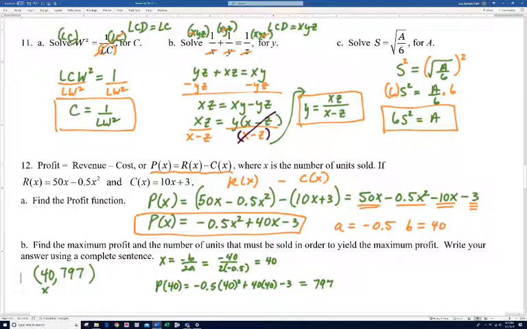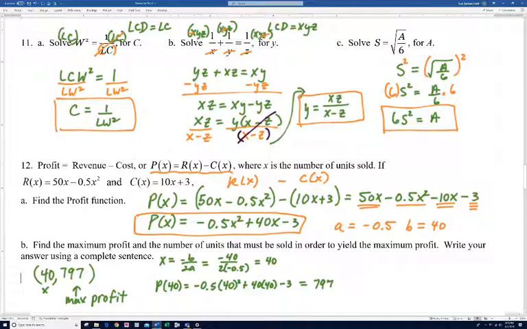Now remember, the 40 there is my x value, which represents the number of units that have to be sold to get our maximum profit. And the 797 is the y value of the vertex, which would be our maximum profit. A maximum or minimum is always the y value of the vertex.